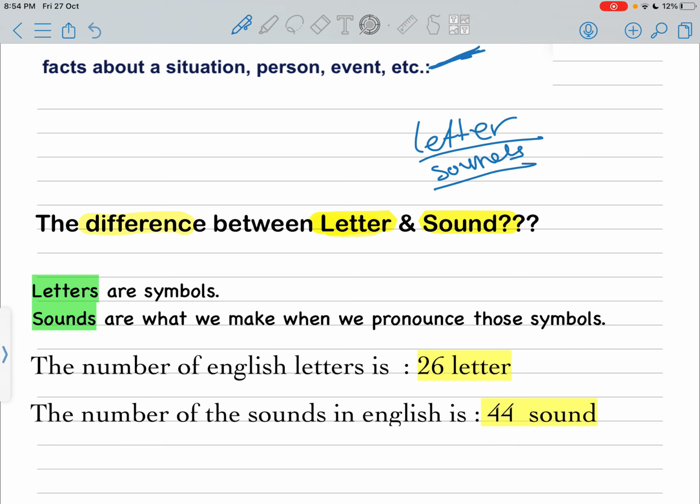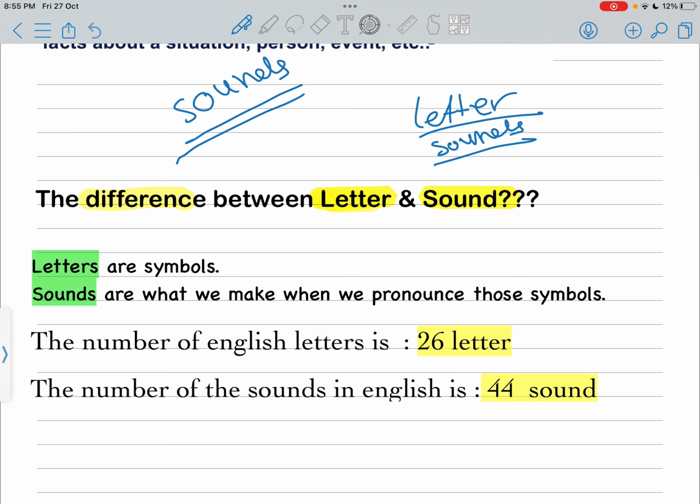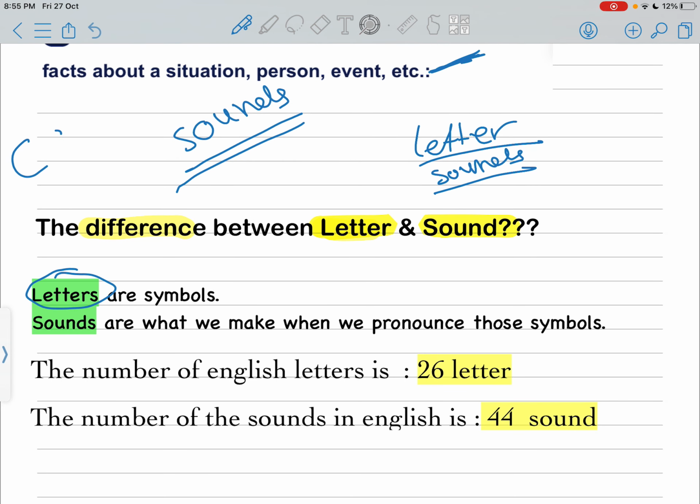Now, the first thing that you should know is that in this chapter, which is phonetics, or in this video, we are talking about sounds. We are not talking about letters, okay? The sounds are what we make when we pronounce those symbols. Which symbols? The letters. Let's suppose that we have the word cat. This word consists of 3 symbols. Each symbol has its own sound. For example, this symbol's sound is ka, this symbol's sound is a, and this symbol's sound is ta. So the symbol is the letter, and how I pronounce this letter is the sound, okay?